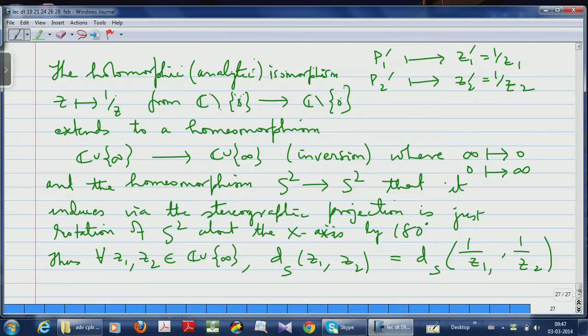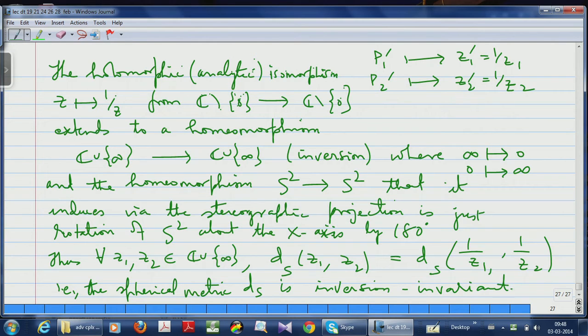So let me write that in words, i.e., the spherical metric ds is inversion invariant. Okay, so this is one fact that we need to use. This fact will be used in trying to prove our theorem that if you have a sequence of analytic functions on a domain, either it converges to an analytic function or it converges to the constant function infinity, provided you assume the convergence is normal, that is, uniform on compact subsets. So this is one fact.